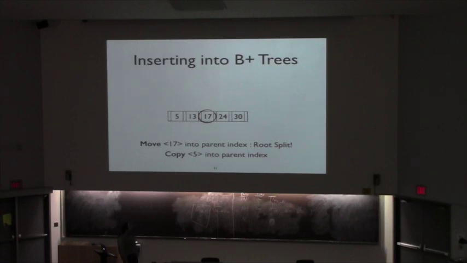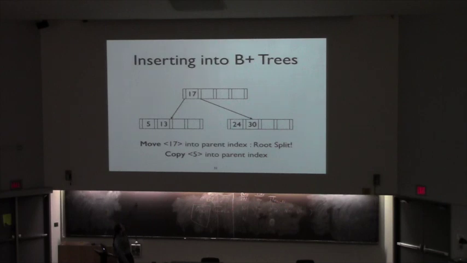Now there's a difference in how we split the non-leaf nodes here, because we don't actually have to keep track of all of the data values. So what we're going to do is take that value and remove it from the two children altogether, and we're going to take the two halves on either side of that pointer and create new non-leaf nodes.